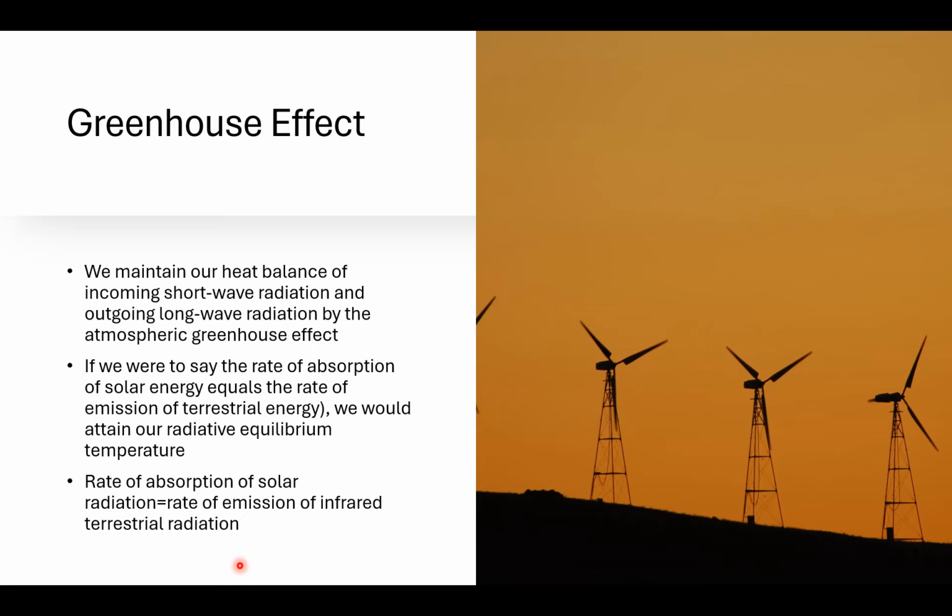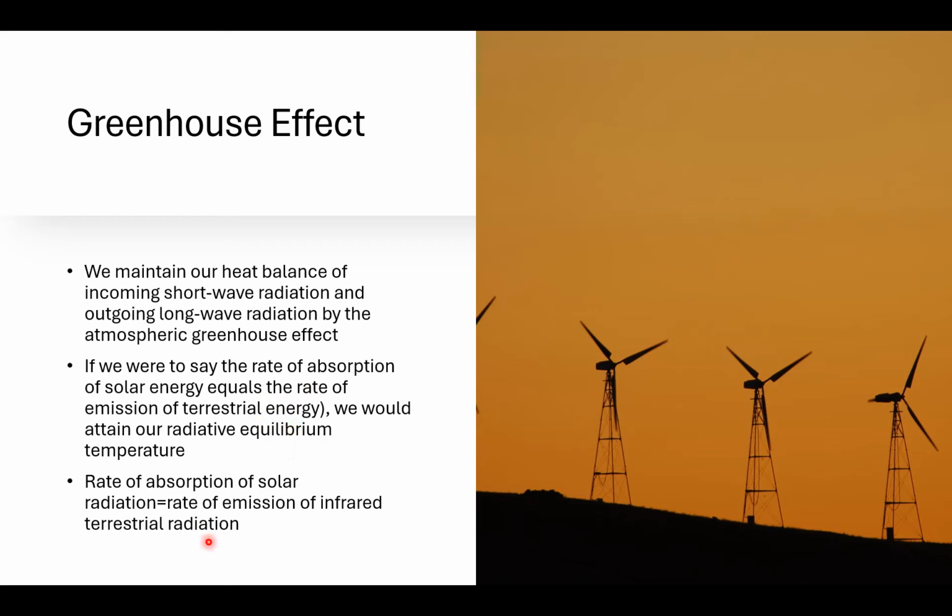And there's a balancing act of energy in, again, equals energy out. The greenhouse effect, some of you may have heard of this, we really maintain our heat balance of incoming shortwave radiation and outgoing Earth long-wave radiation by the atmospheric greenhouse effect. Our planet would be much, much cooler if not for this effect. If we were to say the rate of absorption of solar energy equaled the rate of emission of terrestrial energy, we would basically attain a balance or radiative equilibrium temperature. The temperature really wouldn't change that much in this case if energy in is equal to energy out. Rate of absorption would be the same as the rate of emission by the terrestrial or Earth radiation.